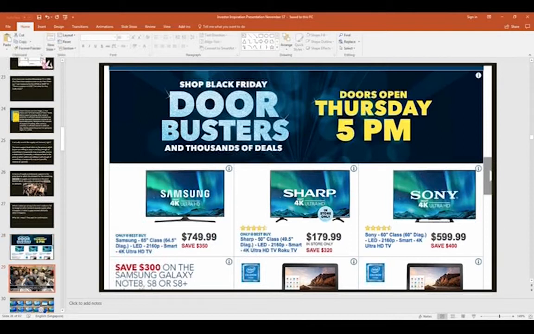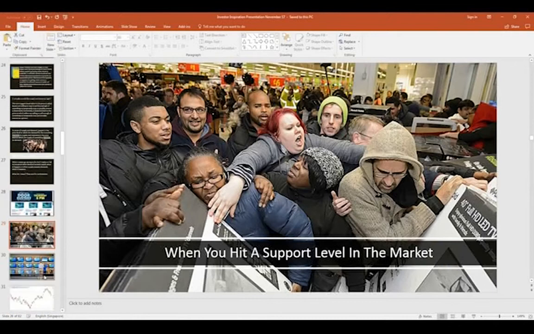So that's why on Black Friday, you hit a support level in the market. Everyone comes out to start buying, right? And the stores, they don't sell every TV at such a markdown. They mark some down. But the people that want it, there's the demand in that market. The demand exceeds the supply, and they're aggressive. They just come in and they start buying it, right? They don't wait for the next time it comes down.